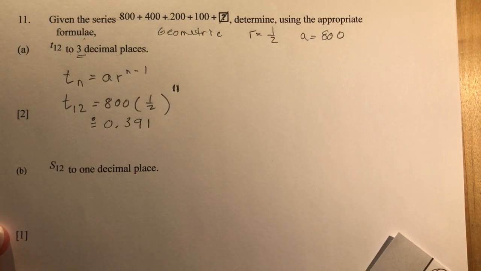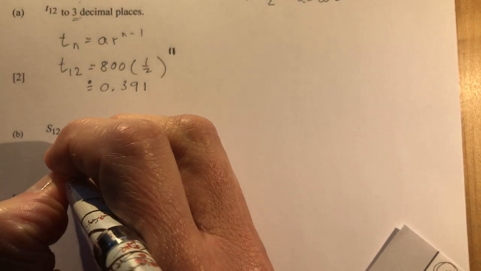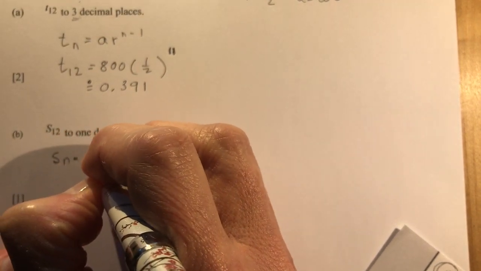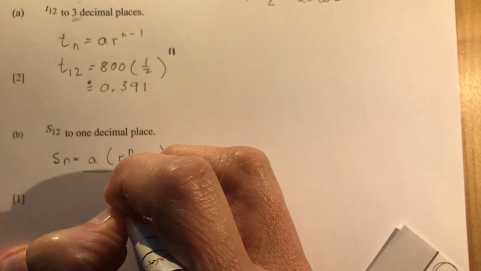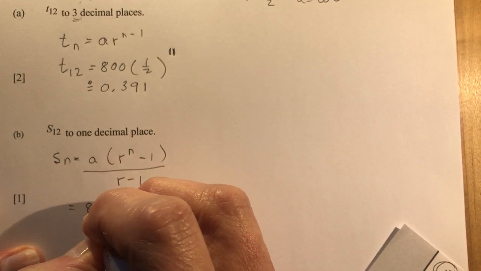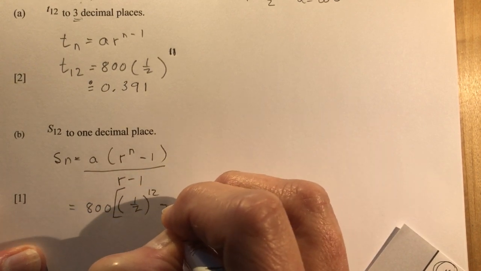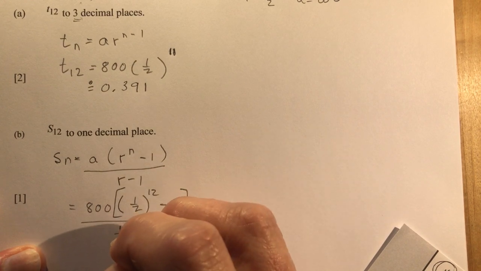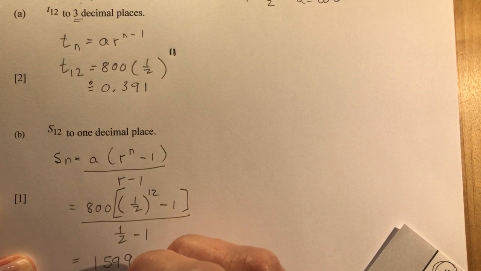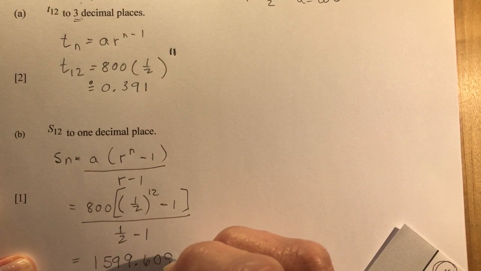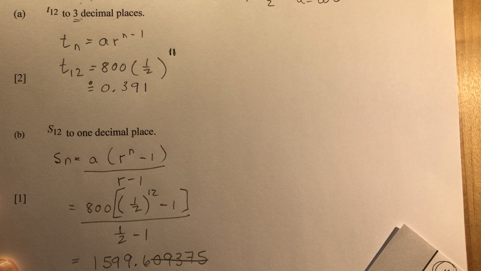So now the next question says, what's the sum of 12? So you have a couple of different formulas. You can use this one. So I have A times R to the N minus 1, over R minus 1. This is probably the one you're most likely to use. I plug in 800. R is 1/2 to the 12th power. I'm going to need another set of brackets. Minus 1 over 1/2 minus 1. And that's why we have calculators. And you should get 1,599.609375. So to one decimal place, boom, get rid of that.